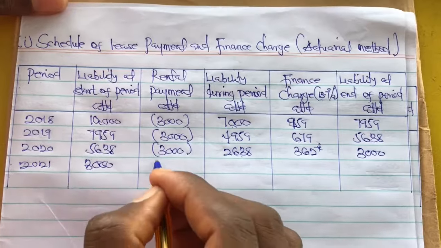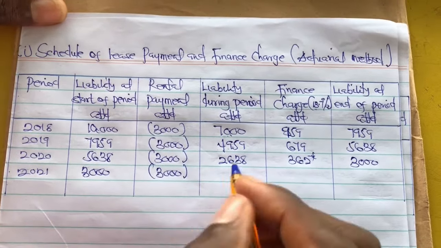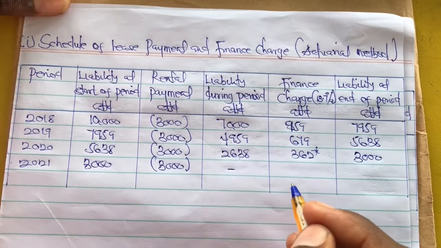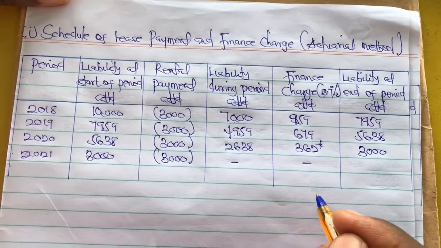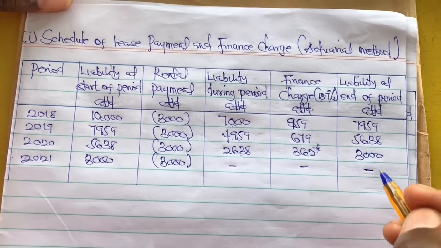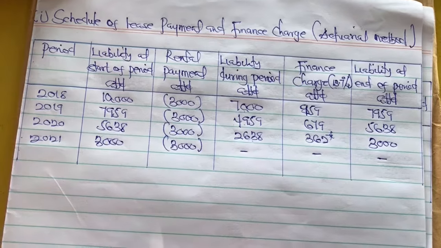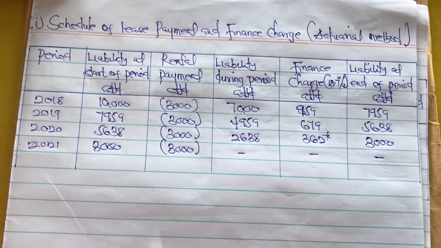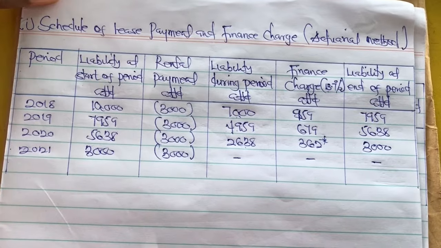Then the rental payment still remains the same. There is no finance charge for 2021, and no liability at the end of the period. So this is how we prepare the schedule for lease payment and finance charge using the actuarial method. This is under subsequent measurements.